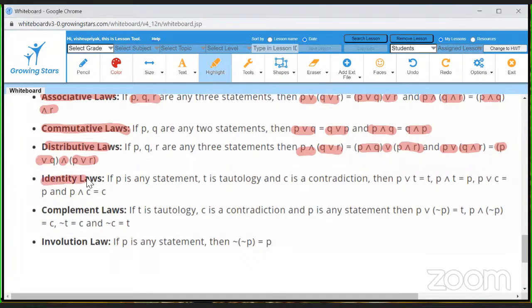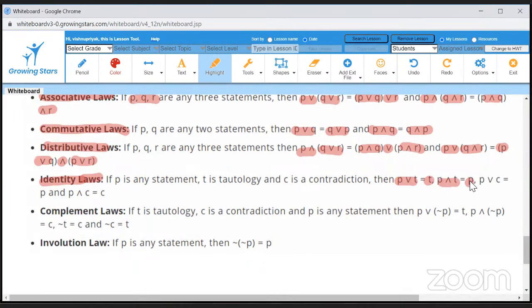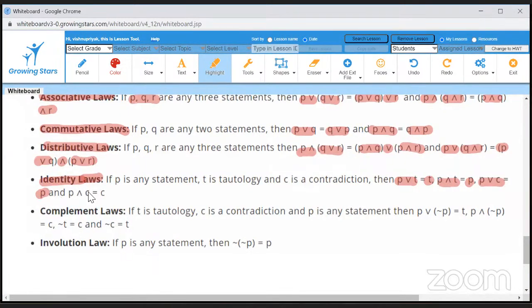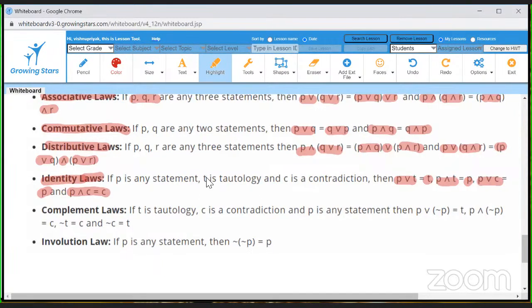Identity law. P or T is T, P and T is P. P or C is P. P and C is C. Here T is tautology and C is contradiction.